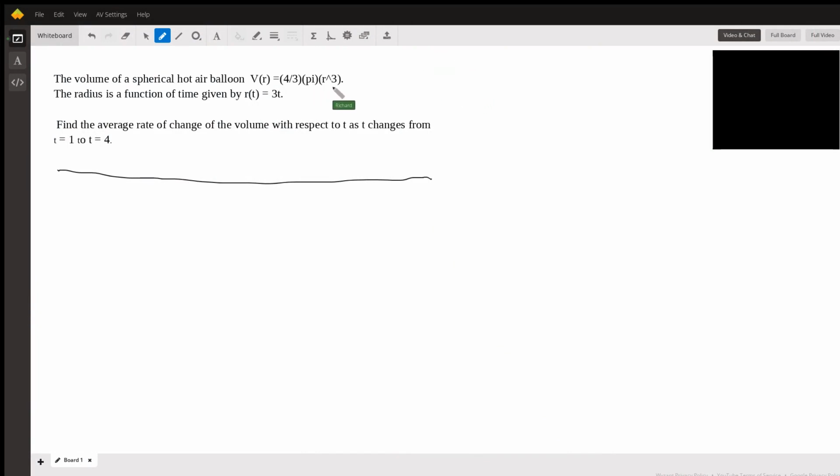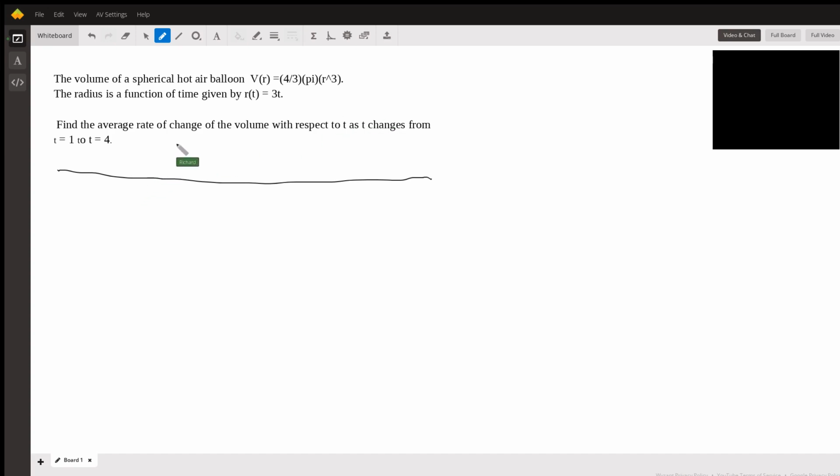This is a category of problems called related rates. And the reason it gets its name is we have a volume equation that depends on R, the radius of the hot air balloon. But R, the radius of the balloon, changes over time. So the radius is getting larger and larger. So that implies to me that somebody's blowing this balloon up.